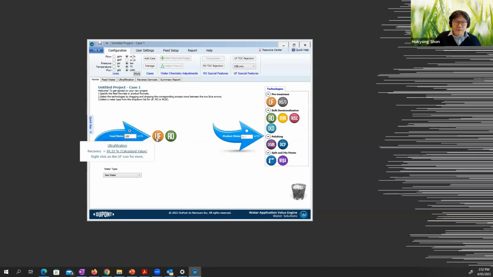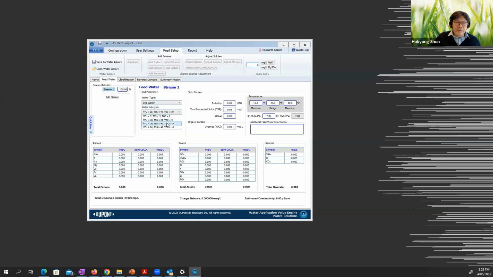So possibly, if you use the dual media filter, yes, you don't need ultrafiltration. You just design RO, because the assignment RO question is the minimum. But if you want to select ultrafiltration, it's better to use the ultrafiltration as a pretreatment. And you can go one by one. What's the feed water? You can put all the values here.